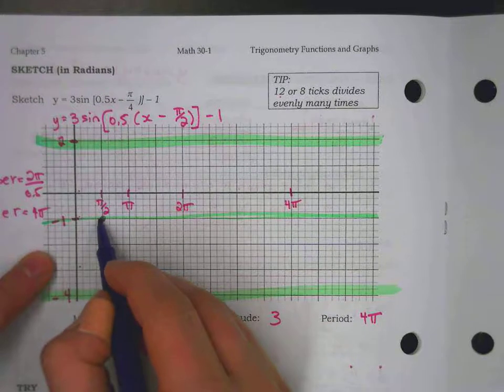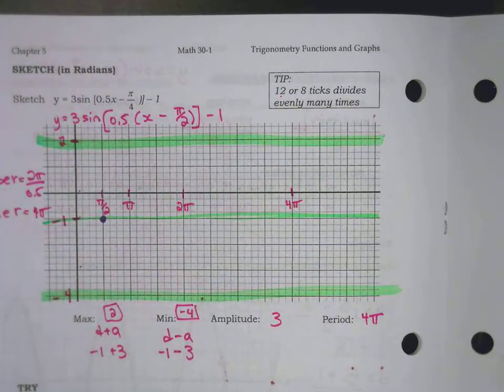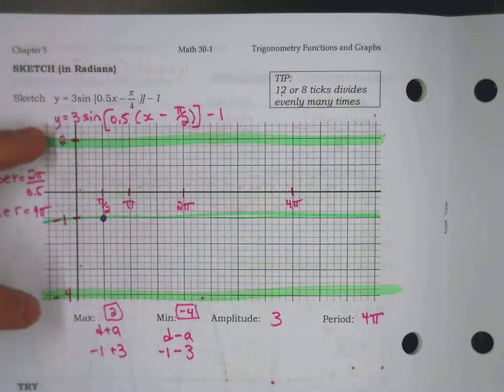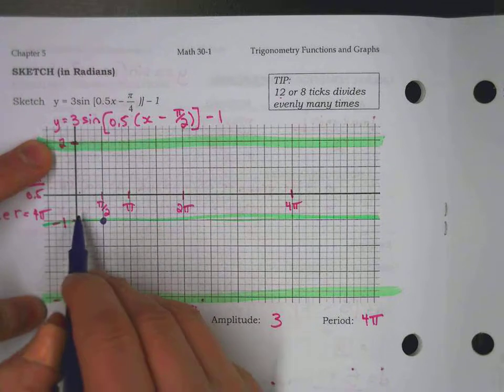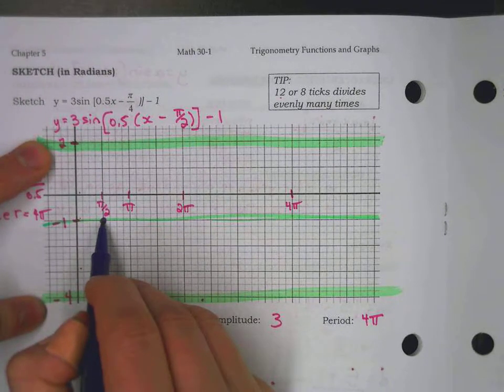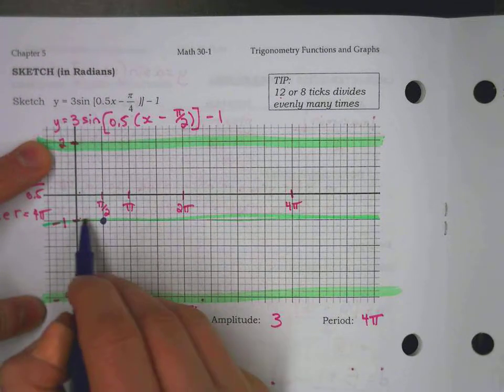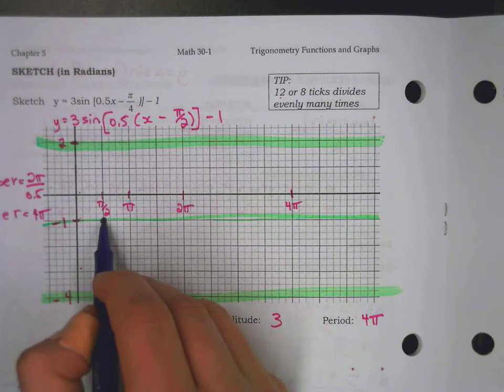Start pi over 2 to the right. Now it can feel overwhelming where to start. Start with your middle, start with your max and min, and then we're basically getting our first point, pi over 2, 1 to the right. So pi over 2, 1 big tick mark to the right.